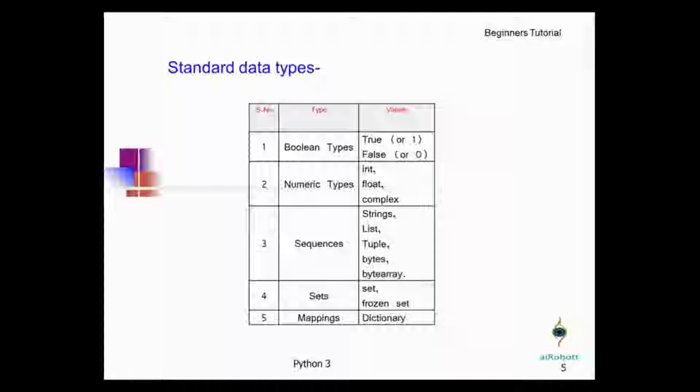The standard data types are Boolean types, numeric types, sequences, sets and mappings. In Boolean types, the values are true and false only. True is equivalent to integer 1 and false is equivalent to integer 0. In numeric types, there are three types of numbers in Python: integer, float and complex. In sequences, there are strings, list, tuple, bytes and byte array. In sets, set and frozen set. In mappings, dictionary.